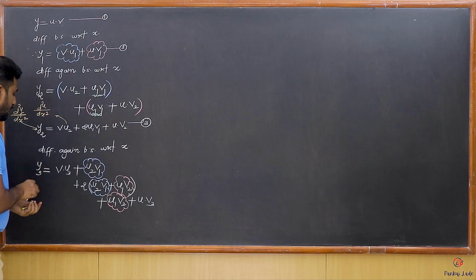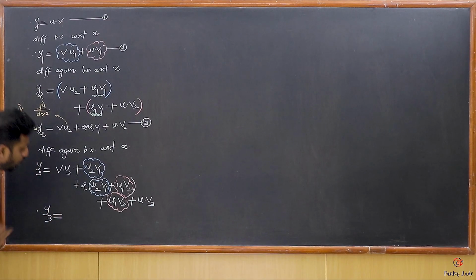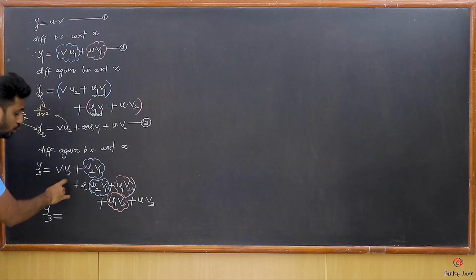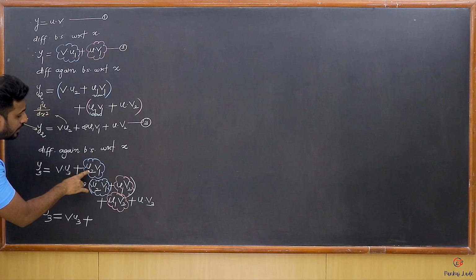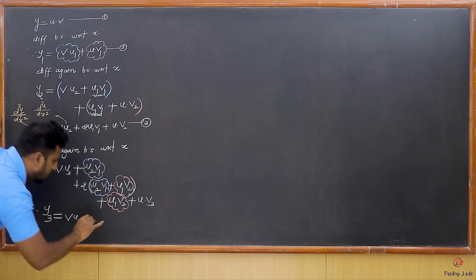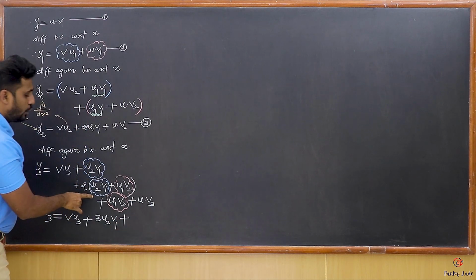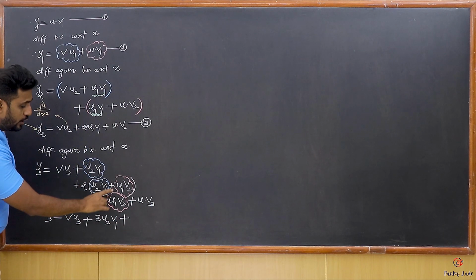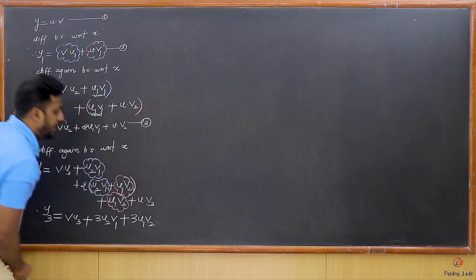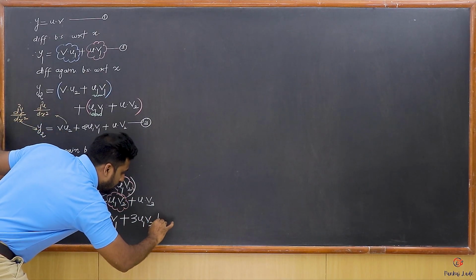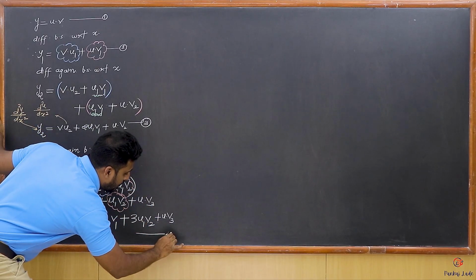So now students, can you tell me what y3 is going to come? So I can say y3 is going to be equal to, so the first term is v into u3, then plus 2 u2 v1, 1 u2 v1. So that's 3 u2 v1, plus students 2 u1 v2, 1 u1 v2. So that's 3 u1 v2. And finally, the last term is plus u into v3. I would call this equation number 4.